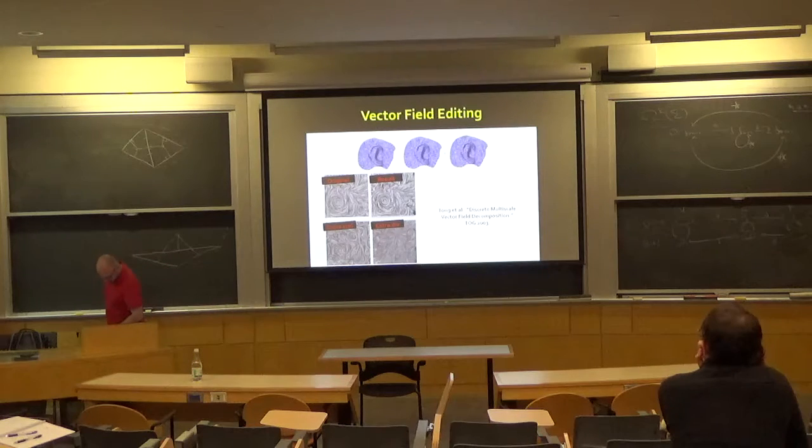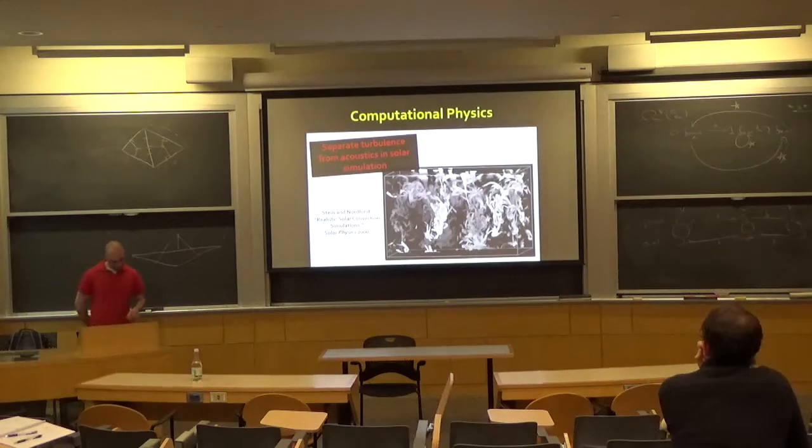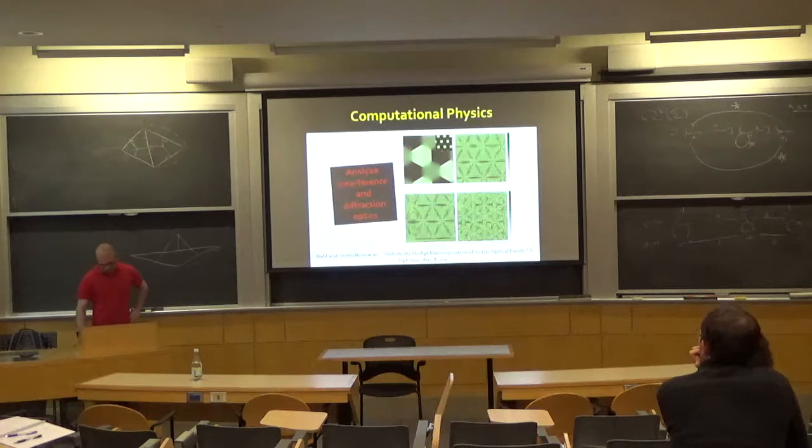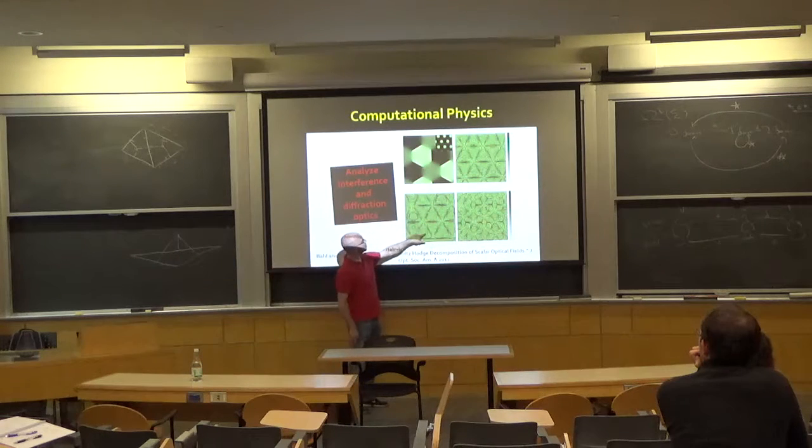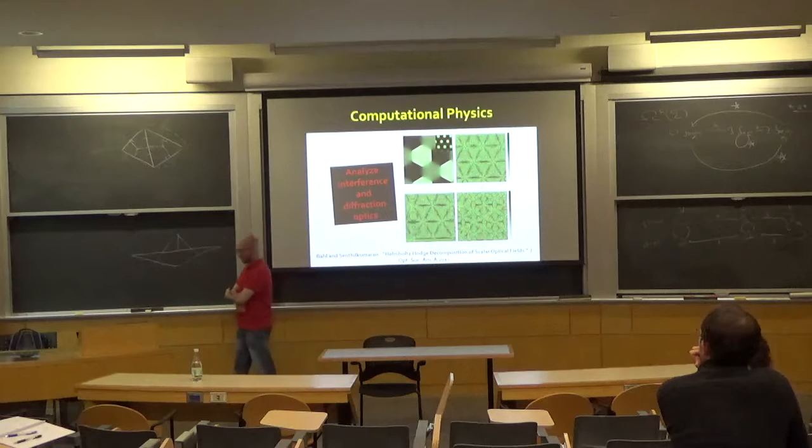In physical simulation, we'll use it to separate turbulence from acoustics. This is the difference between curl and div. Or to analyze things like, if you have diffraction optics, you're looking at some crystallized object, right at the intersection where this stuff is what you end up with. These are nice circulating vector fields that come from your signal. You're tracing stuff moving around inside the vector field.